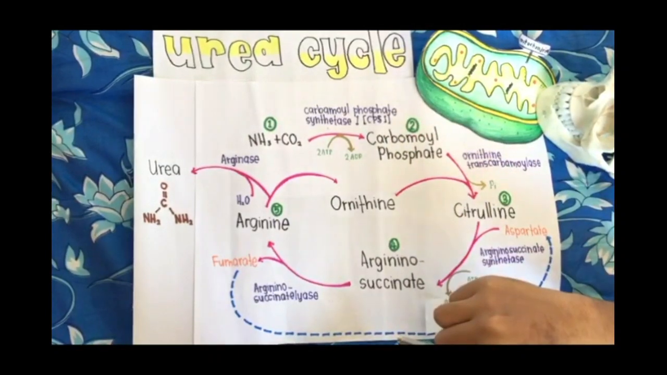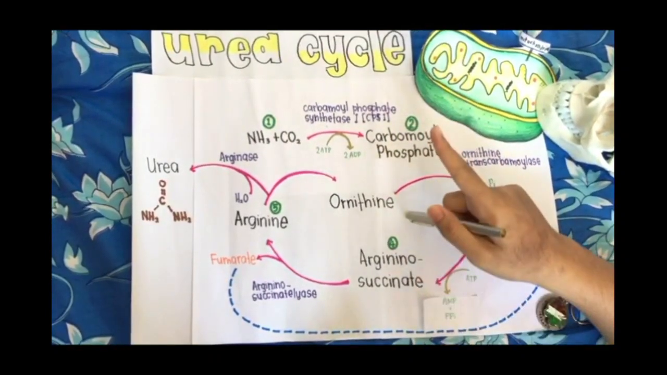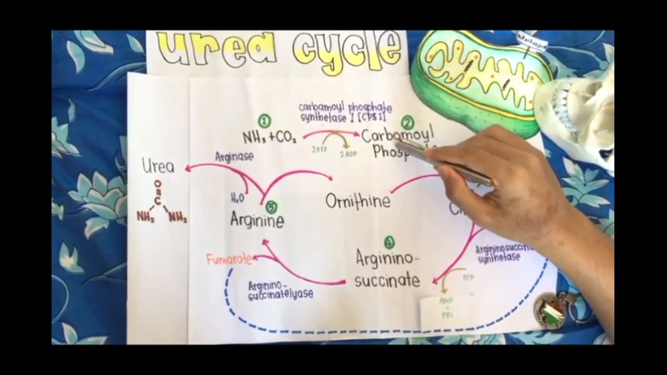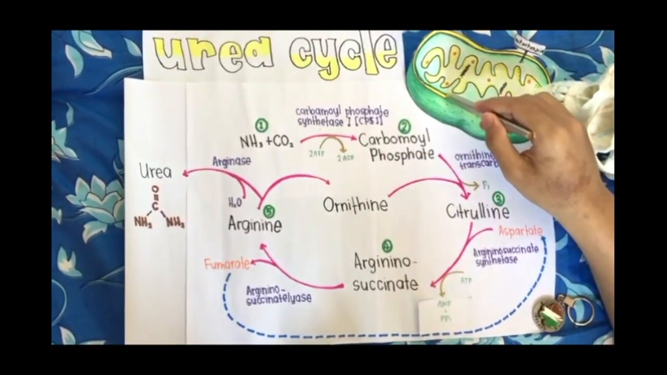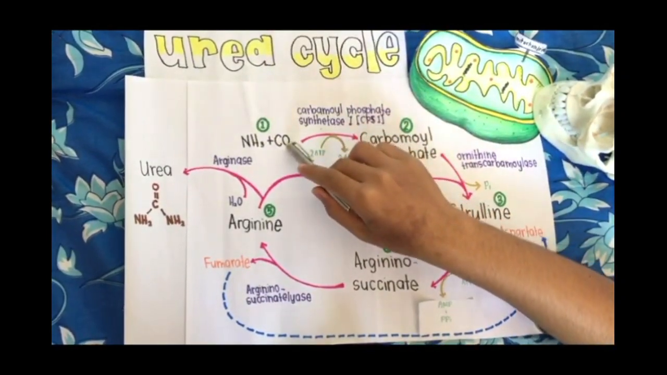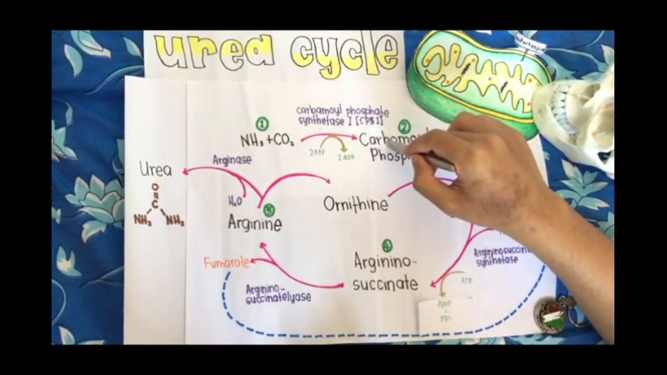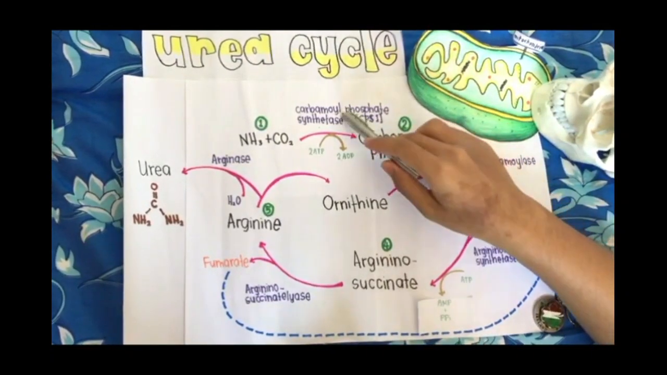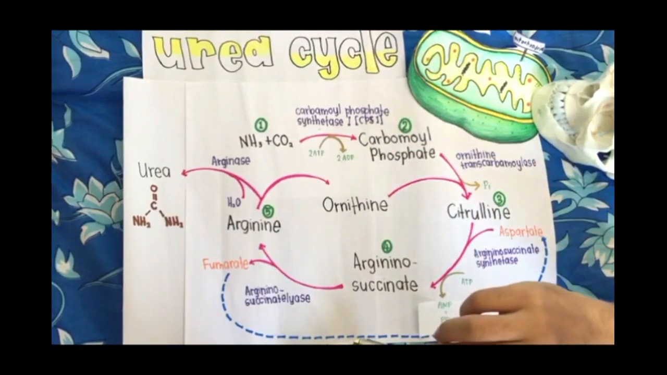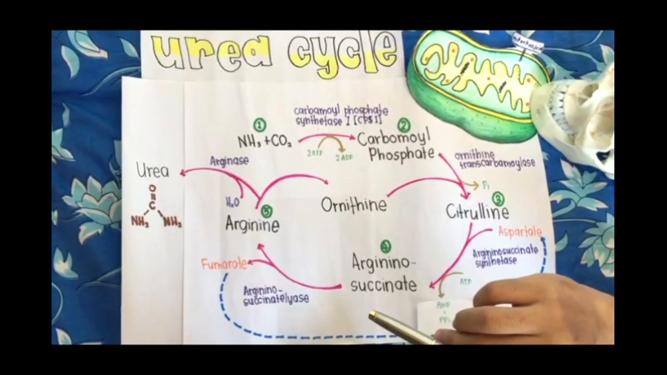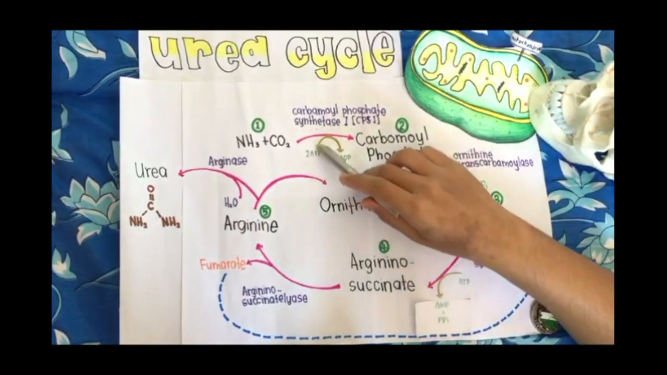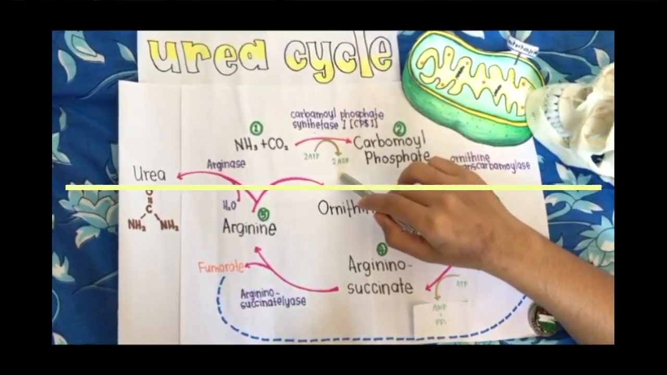There are 5 main steps that take place in the urea cycle. The first reaction involved is the formation of carbamoyl phosphate, which takes place in the mitochondria of liver cells. In this reaction, free ammonia reacts with carbon dioxide to form carbamoyl phosphate. This reaction is catalyzed by carbamoyl phosphate synthetase 1, or CPS1, which has been activated by N-acetyl glutamate. 2 molecules of ATP are required to be dissociated as ADP.